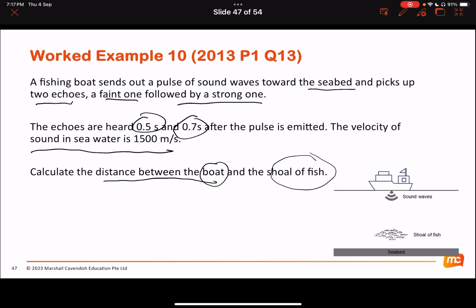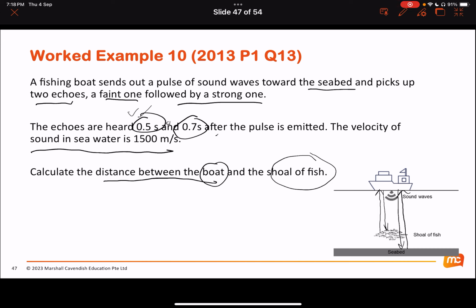So actually this is quite simple also. One echo is when the sound hits the fish and travels back up. But of course, because it is a shoal of fish, there are gaps in between. That means most of the sound can actually travel through and hit the seabed before it reflects back again. So between this 0.5 and 0.7, which one do I use to calculate the distance between the boat and the fish? It will have to be the shorter time, because it travels a shorter distance.